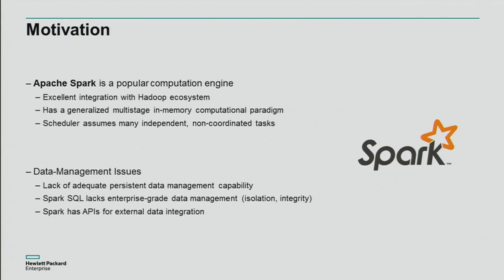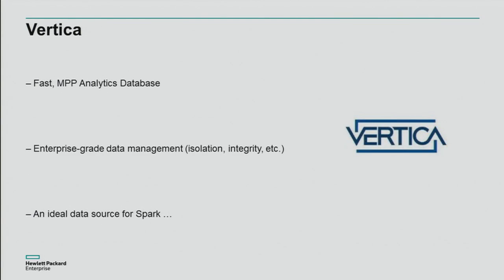But luckily, the makers of Spark know this, and so they have provided many APIs that allow you to integrate with external data. And one such external data source that's possible is our Vertica database. It's our bread and butter database. It's very fast, supports analytics at scale, and we like to think that it's an ideal data source for Spark.